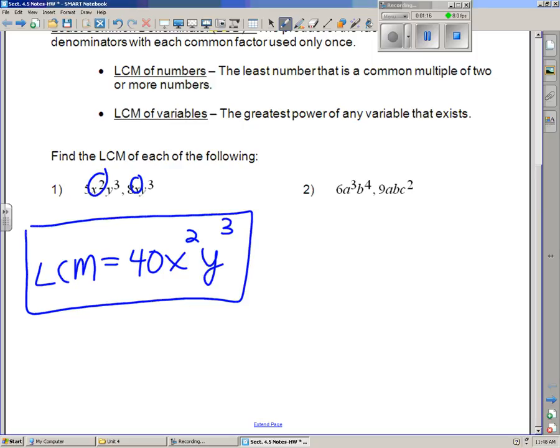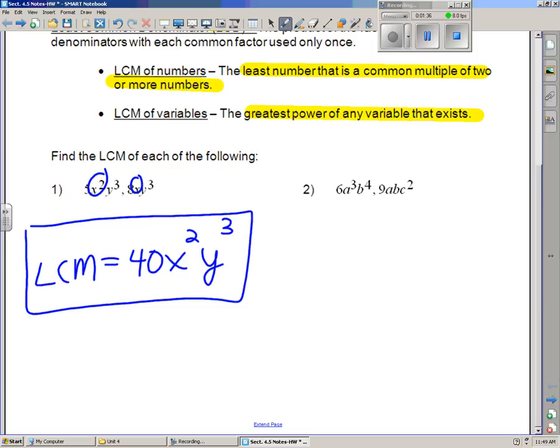What I'm actually doing, I'll back up just a little bit, is the least common multiple of numbers. You're looking for the smallest number that is a common multiple of both of those numbers. And for the variables, you're looking for the largest power of any variable that exists.